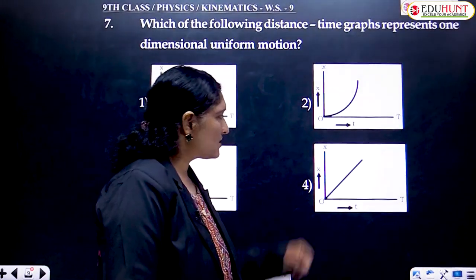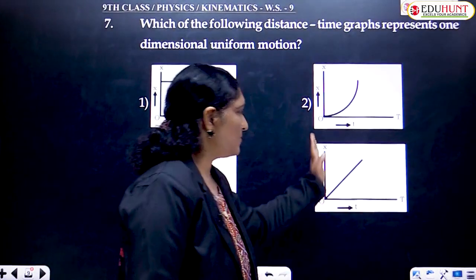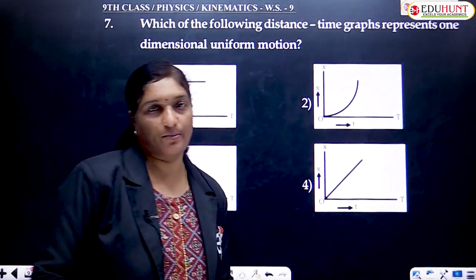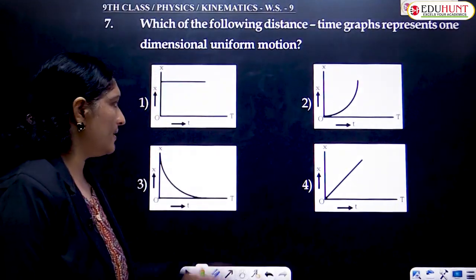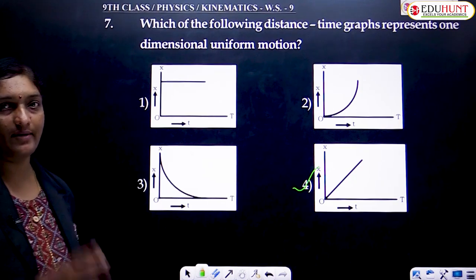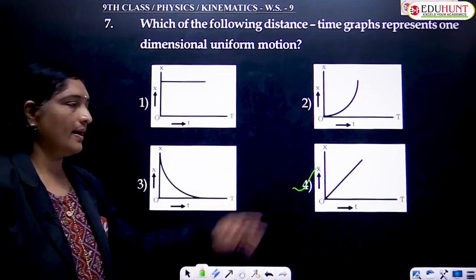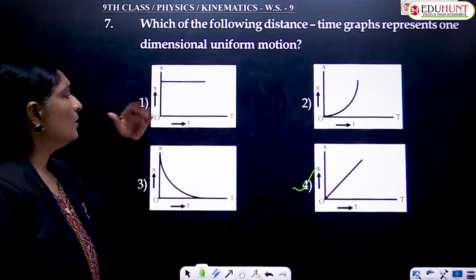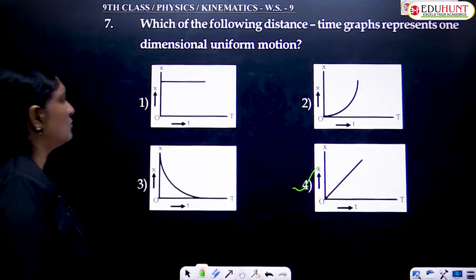Variable velocity. Last one, as the time increases, the position also changes uniformly, at a constant ratio. Hence, the fourth option indicates that the body is moving with constant velocity or constant speed. Hence, that is nothing but uniform motion. So, fourth option is true.